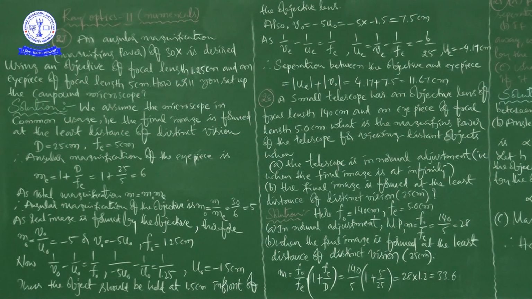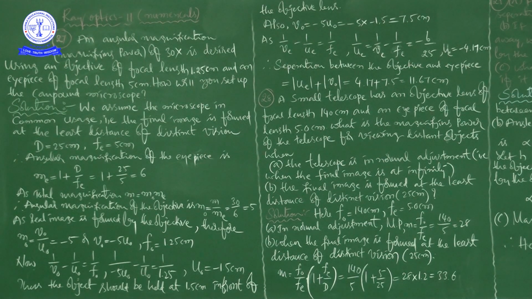How will you set up the compound microscope? So what is a compound microscope? What is the purpose of a compound microscope? And what about the objective lens and eye lens focal lengths in a compound microscope? Which lens has the larger focal length or smaller focal length close to the eye, and what is the distance between the two lenses, the eye lens and the objective lens?